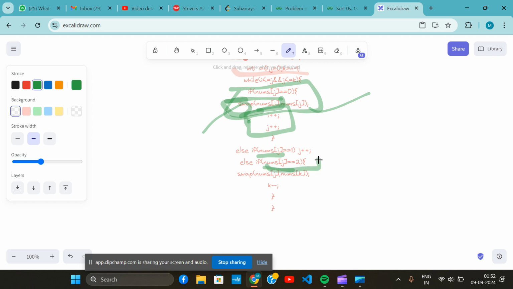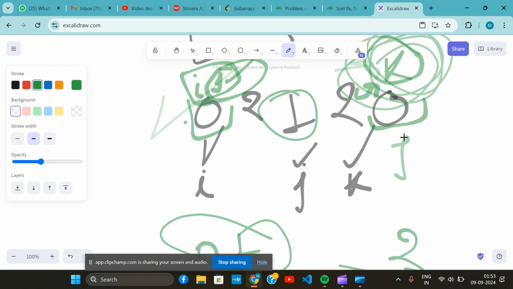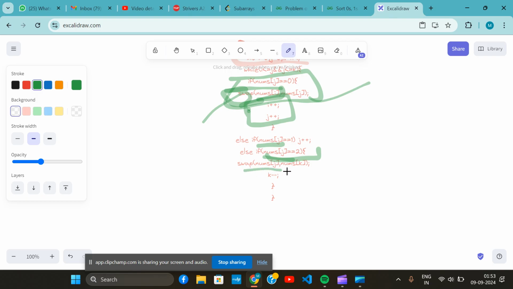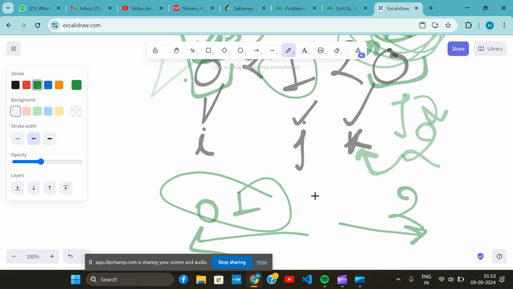And if our nums of J is 2, then what do I have to do? You can easily understand that the K pointer is pointing to the place of twos. So the value at J is 2. Okay, so you are also saying that we have to swap it with the K value. Yeah, you are right. So I am swapping it with the K value and I am decreasing the K pointer also. Here I am not increasing my J pointer, because it may happen that 2 is here and 1 is here, or it may be 0.